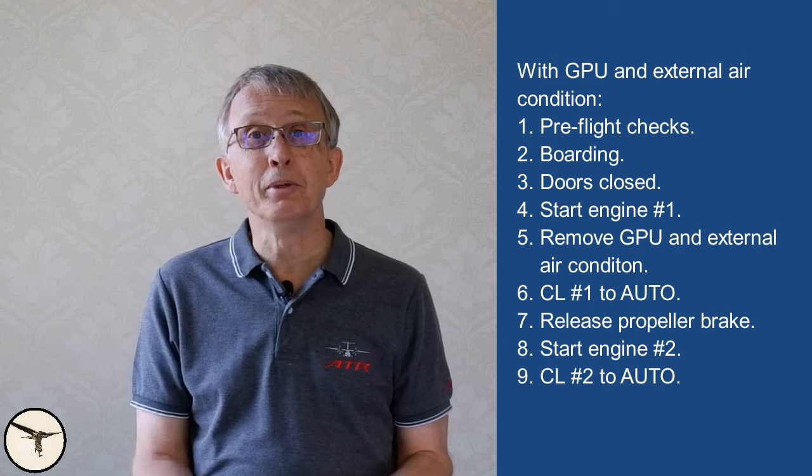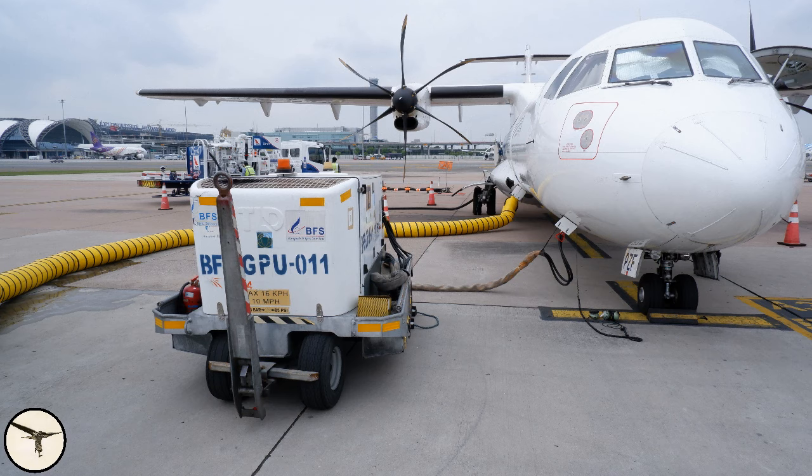Why do we start engine number 1 first? Because the GPU and external air condition are connected to the right side of the aircraft. It's safer for the ground crew to start the engine on the opposite side first.